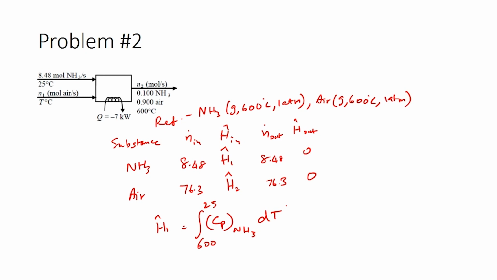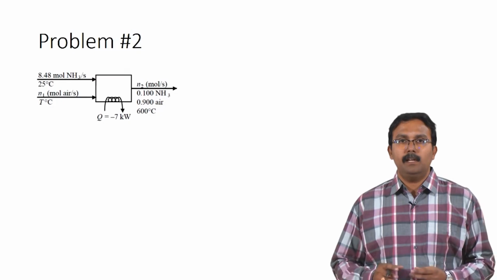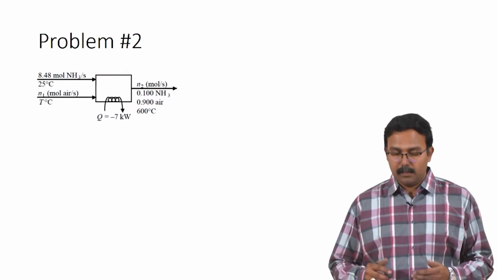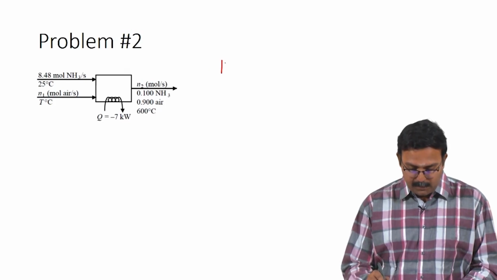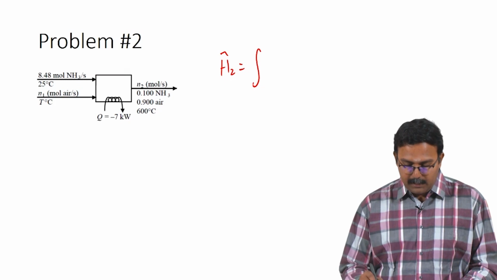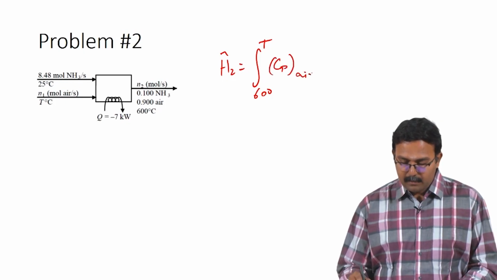So, this would be a numerical value which you can calculate. Using the Cp value of ammonia, this can be calculated as minus 25.62 kilojoules per mole. So, the next step is to calculate H2 cap. H2 cap we cannot calculate the numerical value because we do not know the inlet temperature. So, our problem would be given as H2 cap is equal to integral 600 degree Celsius to temperature T Cp of air dT.